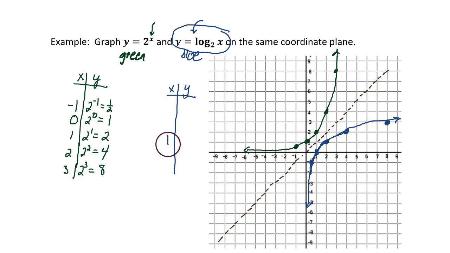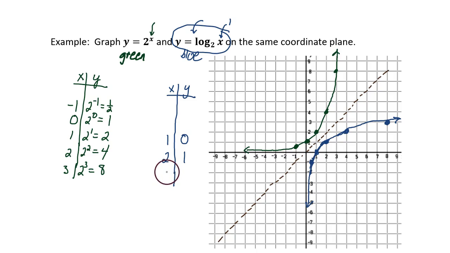Like if x was 1, what's the answer for this log function when you put a 1 where x is? You would ask, 2 to what power makes 1? And that answer is 0. Or what if x was 2? You would ask, 2 to what power makes 2? And you would get an answer of 1.